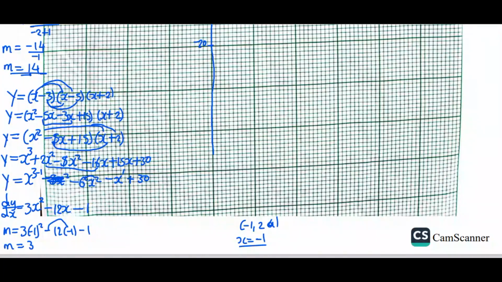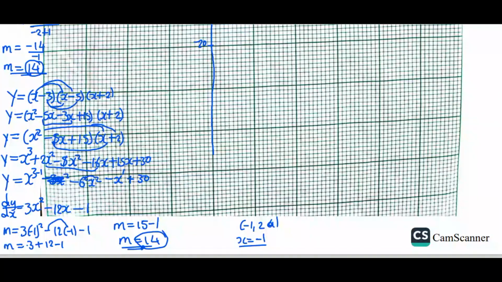So here we know that negative 1 squared is positive 1 times 3, we have 3. Negative times negative, we have positive 12, minus 1. So 3 plus 12 will give us 15 minus 1. Here we have 14. So by using calculus, the gradient is 14. By also using the coordinate form, we are also getting 14. But the explanation for this is that calculus will give you the exact gradient of a curve. But for this one, these are just estimation.